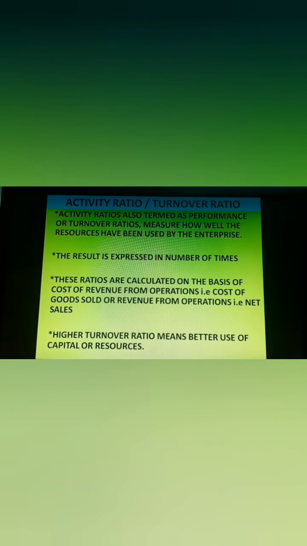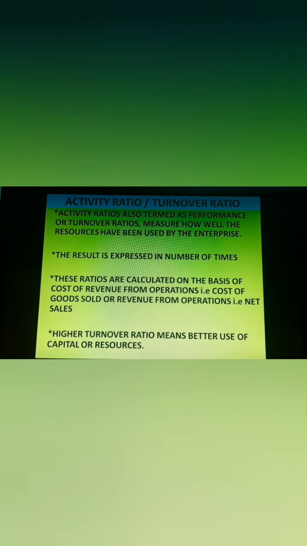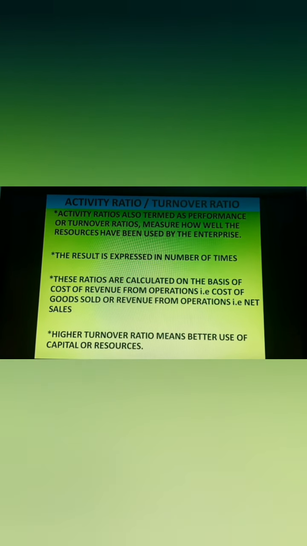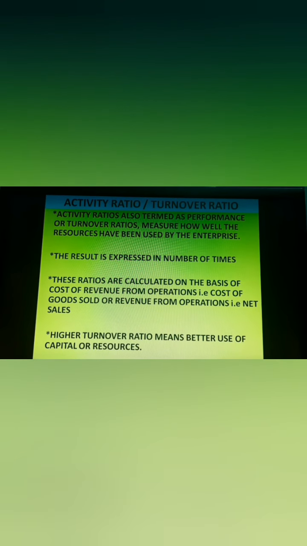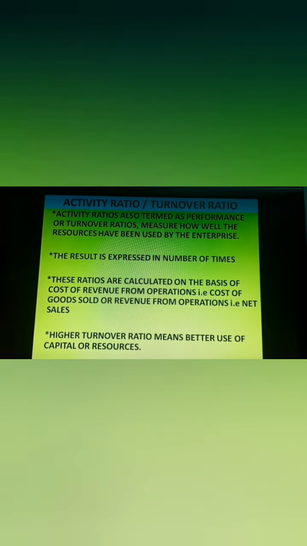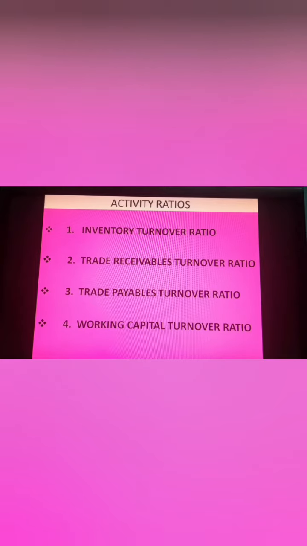What is activity ratio? Activity ratios, also termed as performance or turnover ratios, measure how well the resources have been used by the enterprise. The result is expressed in number of times. These ratios are calculated on the basis of cost of revenue from operation, that is cost of goods sold, or revenue from operation, that is net sales. A higher turnover ratio means better use of resources or capital. There are 4 types of activity ratio: inventory turnover ratio, trade receivables turnover ratio, trade payables turnover ratio, and working capital turnover ratio.